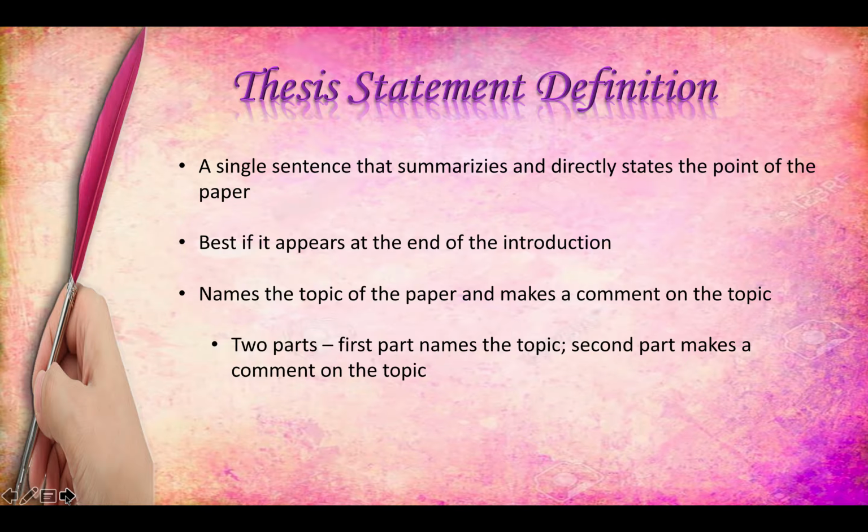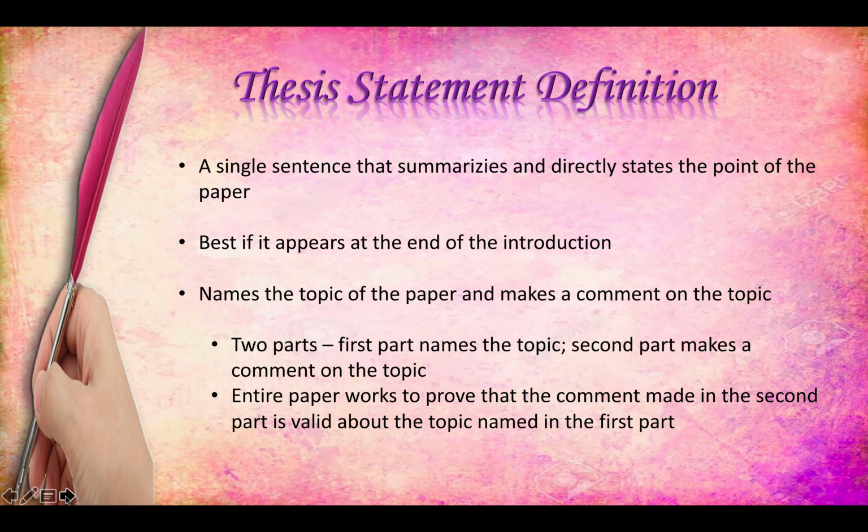As a very basic example, a thesis statement that says, "My high school prom was beautiful and romantic," would indicate that the topic of the paper is my high school prom, and the comment on the paper is that it was beautiful and romantic. Now, the thesis statement indicates the topic of the paper in the subject and then makes a comment about the topic in the predicate. The entire rest of the paper is written to prove that the comment is valid about the topic.